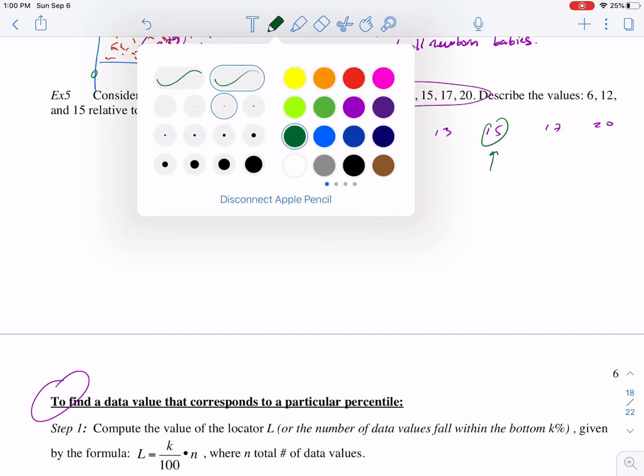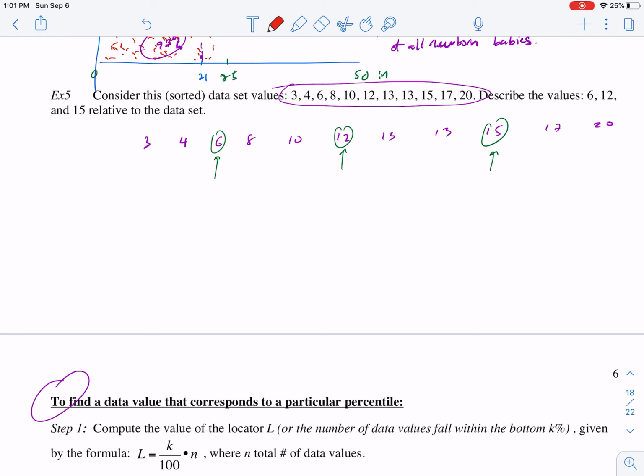How many data values are there? We've got 1, 2, 3, 4, 5, 6, 7, 8, 9, 10, 11. So there are 11 data values, and 12 is exactly in the middle. This is the median. It's been ordered, and the median we can say is the 50th percentile, right?